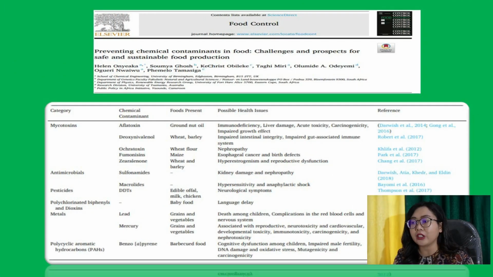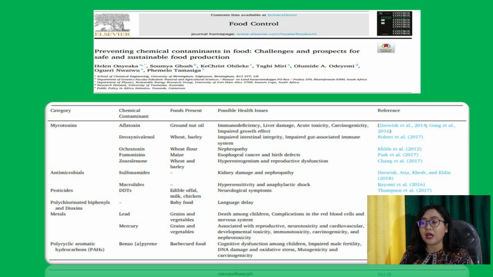Well, when we talk about food safety and environmental contaminants, there was a recently published study that talks about preventing chemical contaminants in food, and the challenges and prospects for safe and sustainable food production. As you can see in the slide, there are some categories that they found.